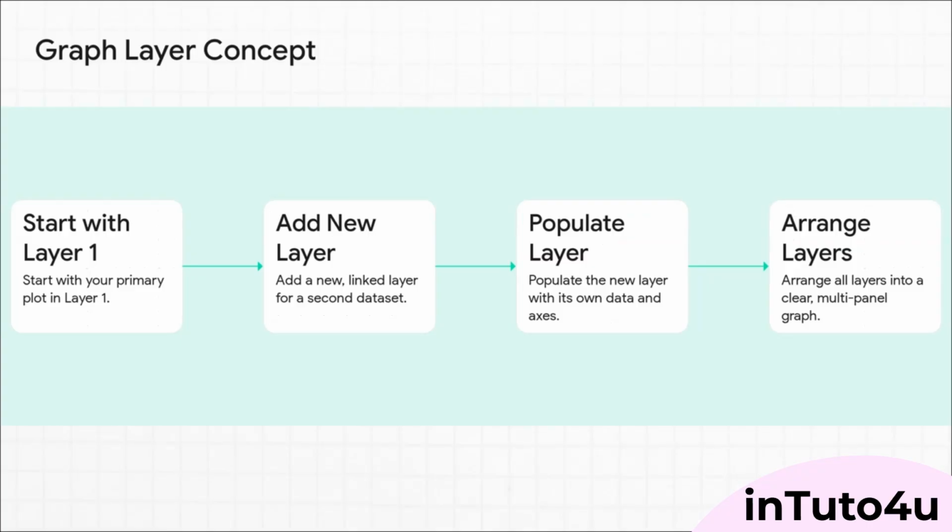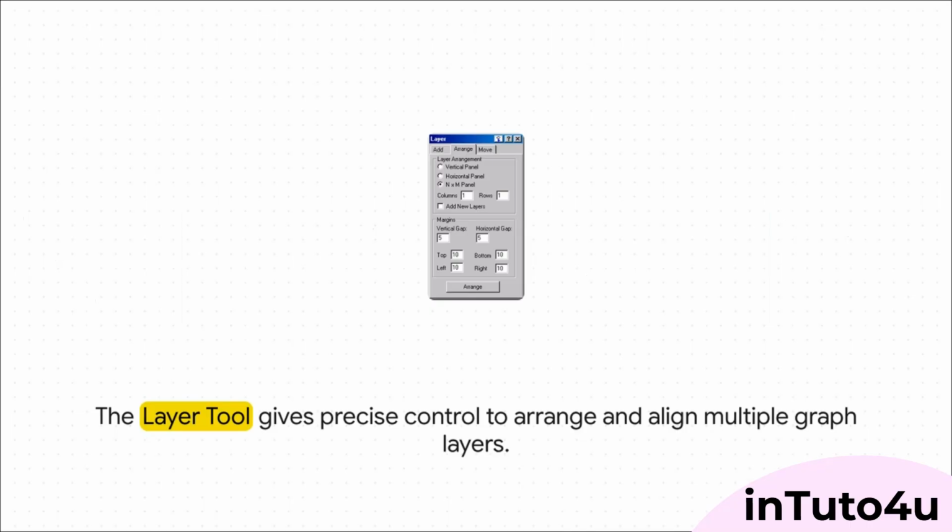So how do you even build complex graphs like that? It's all based on a really simple but powerful idea called the graph layer concept. Just think of each distinct part of your graph, each panel with its own set of axes, as a separate transparent layer. You build your first plot on layer 1. Then you can just add a second layer, maybe link its x-axis to the first one, and plot a whole different data set. And this is the tool that makes managing all those layers simple. The layer tool gives you precise control to arrange, align, and resize each piece, turning what seems like a really complex task into a straightforward, totally manageable process.